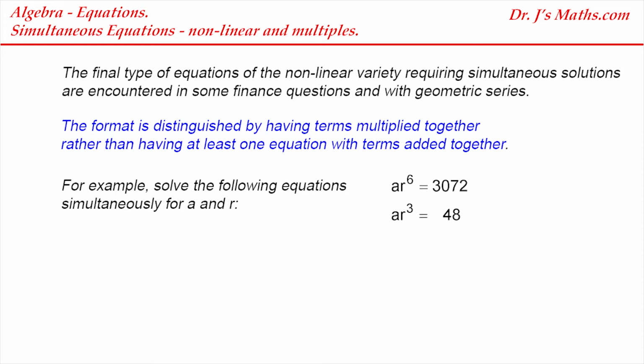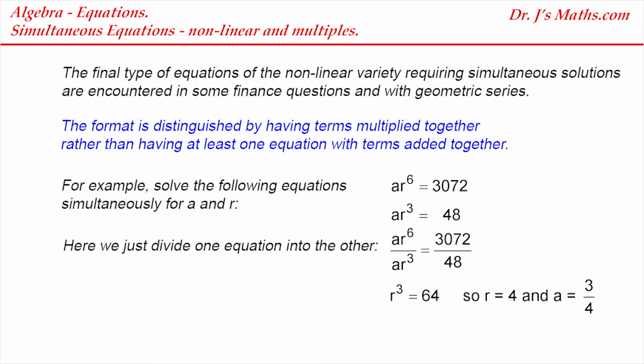Don't try to do a substitution here, just ratio them and divide one equation into the other. ar to the 6th over ar cubed is equal to 3072 over 48. The a's cancel straight away. Take the difference between your indices for r, so r cubed is equal to 64. Straight away, r is equal to 4. Substitute back into one of them, a is equal to 3/4. So simple and so often ignored.